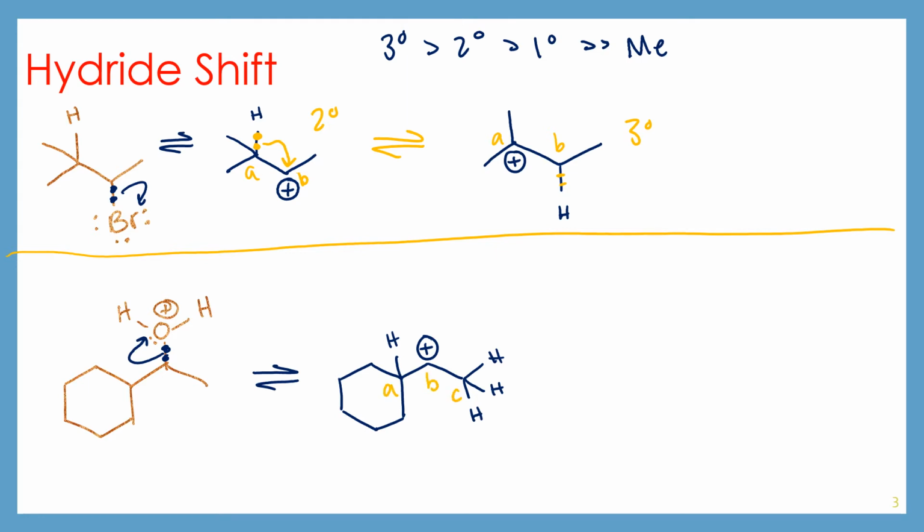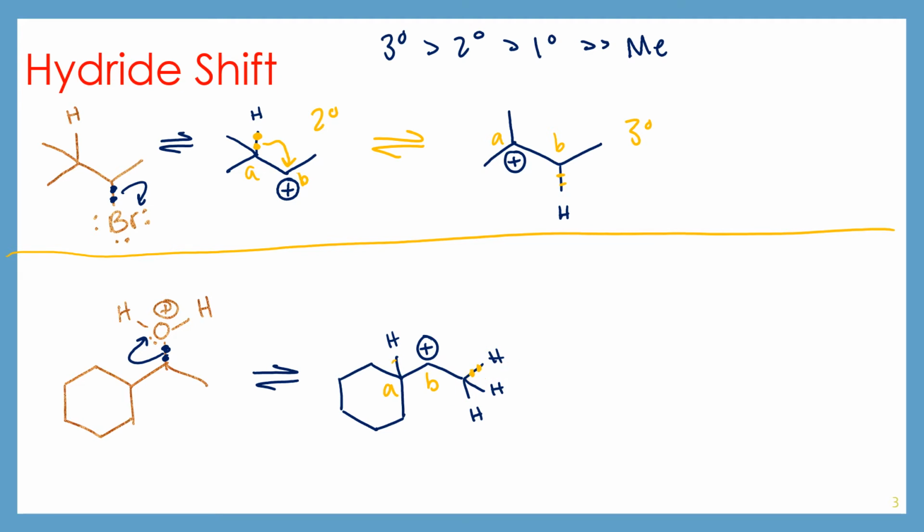We're going to label these carbon atoms. So if we were to take one of the hydrogens with its electrons from carbon C and shift it over, we would end up creating a primary carbocation on carbon C. Primary carbocations are not particularly stable, so that is really unlikely to happen.